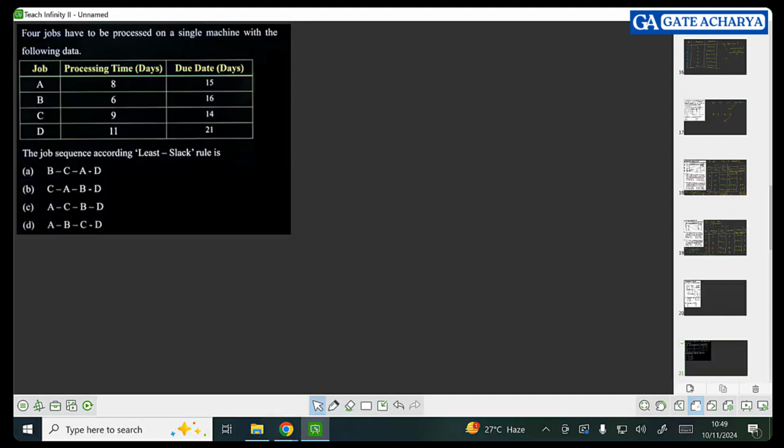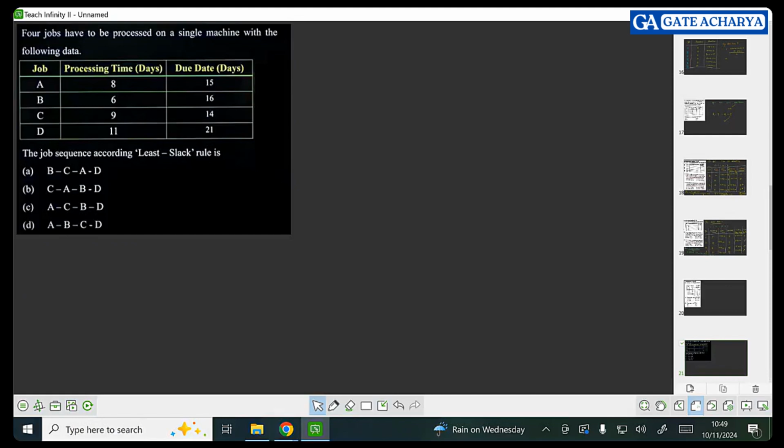Yeah. So if they ask for mean flow time, it is the sum of all these flow times. How many jobs are there? 5. Sum of all this divided by 5. If they ask for tardiness, sum of all tardiness divided by 5. Then average lateness is the sum of all lateness divided by 5. Okay? Hope you understand.